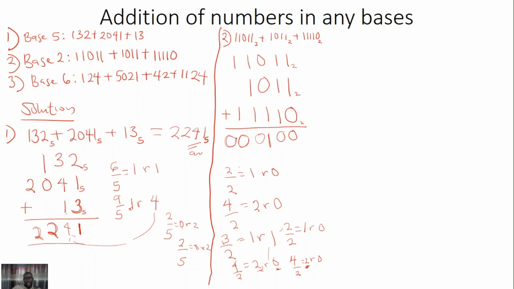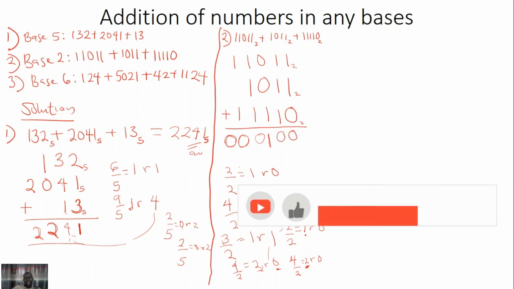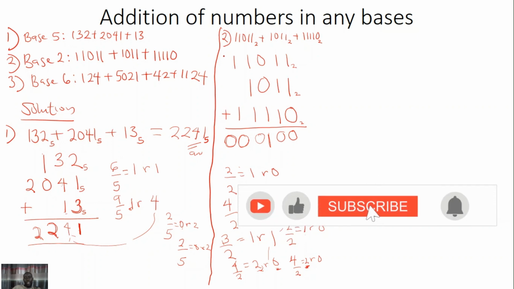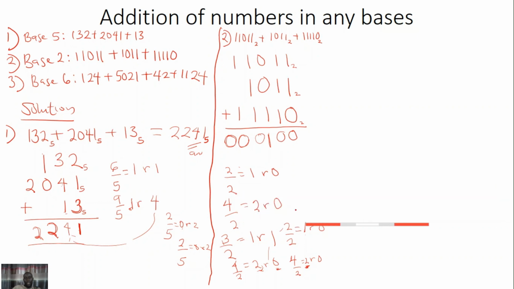Okay, so since we still have this 1 here, we're going to carry it to the next column. And when we carry it to the next column, there's nothing there. So meaning that we have 1. Okay, that 1 is what will be written here.